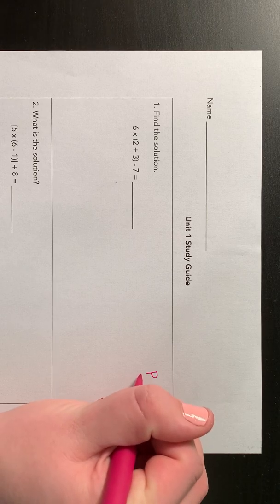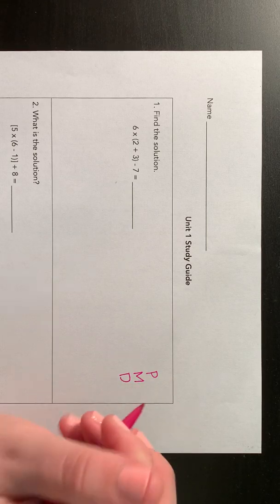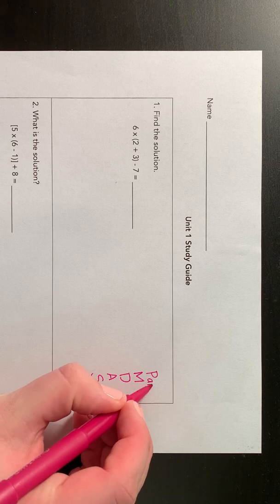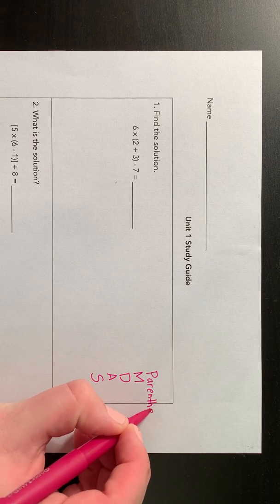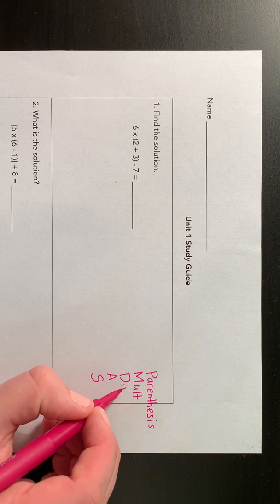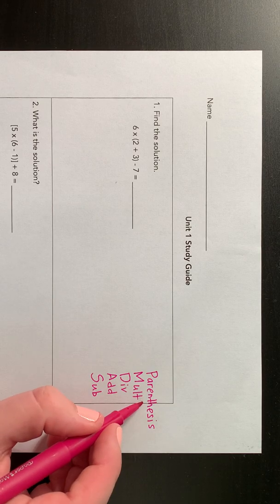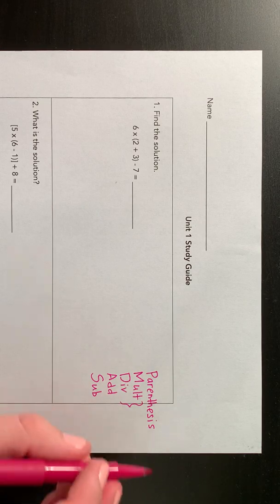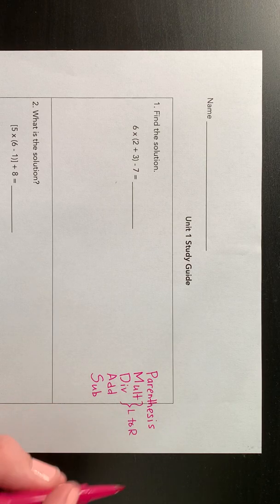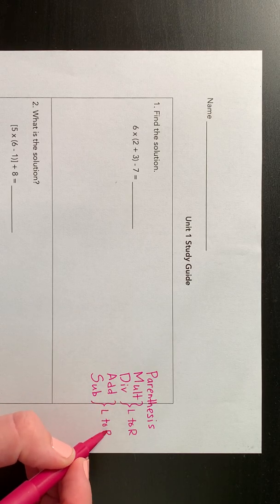We take out the E because we don't use exponents in 5th grade, but we do use the rest of the letters, and the P stands for parentheses, and we also call them grouping symbols. M is multiplication, D is division, A is addition, and S is subtraction. And we know that multiplication and division happen on the same level, but we work from left to right if you have both, and the same thing for addition and subtraction.